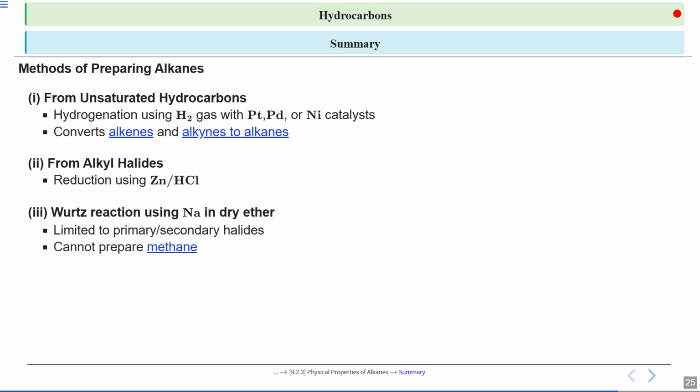Similarly, it cannot be used to prepare methane because it is a coupling reaction. It will at least produce a 2-carbon chain. Further, if you are using two different alkyl halides, it can give you a mixture of different products. So you cannot prepare a hydrocarbon properly if it contains an odd number of carbons. You will get a mixture, right?